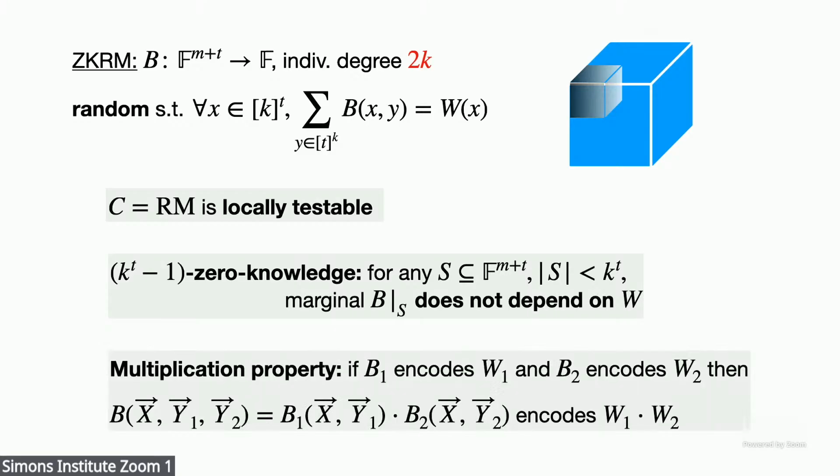It also has a nice multiplication property, which will be useful in a second. If B1 is an encoding of W1 under this code, and B2 is an encoding of W2, then I can take some weird product, right? I have fresh variables Y1 and Y2, and I multiply these together. This is going to give me an encoding of W1 times W2, but now the extra variables are 2t. You can think about it because if I have a double sum here, then the sum will distribute over the two copies of the y's. So everything will work out. Okay, so that's the zero-knowledge LTC.